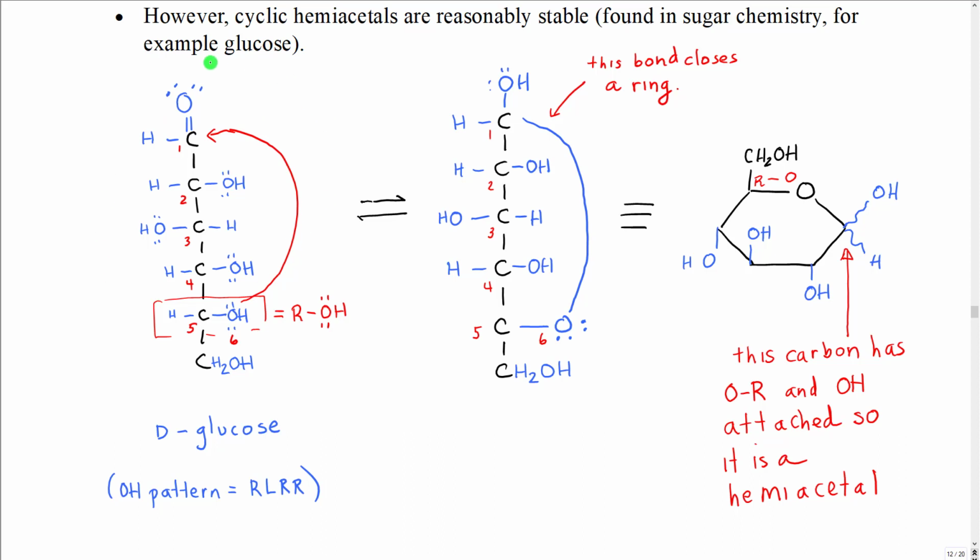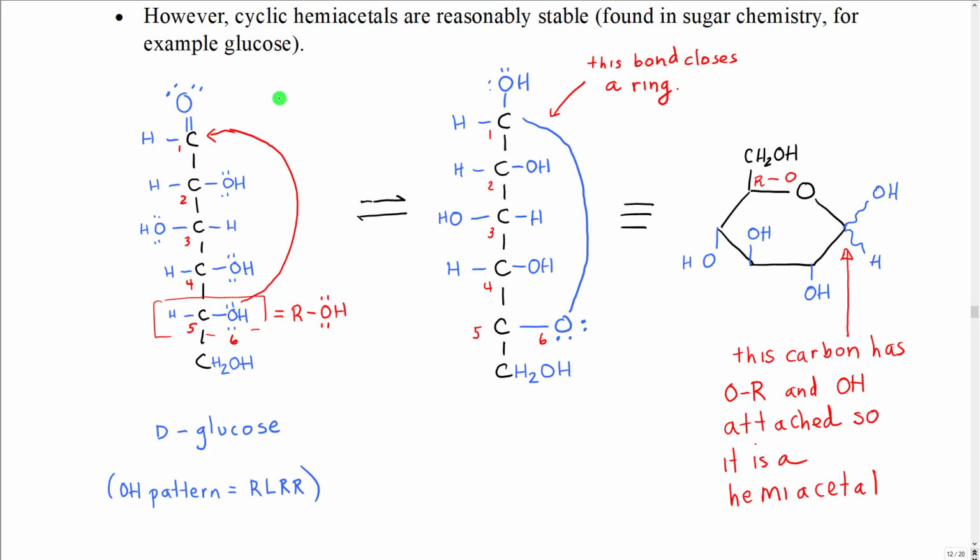Okay, so cyclic hemiacetal. What happens in the cyclic hemiacetal formation, this is not a mechanism, this is the overall observed reaction, is that the hydroxyl group from carbon 5, so the one second on the carbon, one carbon from the end, not the direct end carbon, bends around and makes a bond to the C double bond O carbon of the aldehyde at carbon 1.